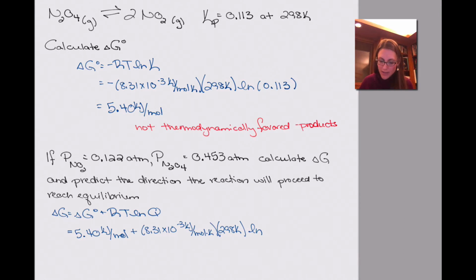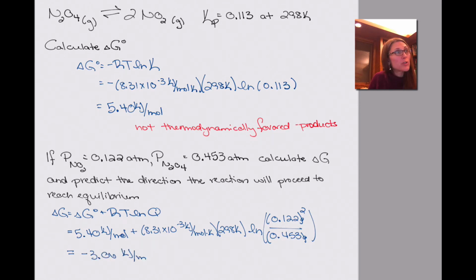be products over reactants. My product as written is NO2, so I'll take 0.112 atmospheres, and I need to square that because its coefficient is 2 in that balanced chemical equation. And I'm putting that over my reactant, which is N2O4, which is 0.453. We don't need any units in there because it's going to be a unitless value. And so when I take the natural log and then do all the math behind this, I find that we have negative 3.06 kilojoules per mole.